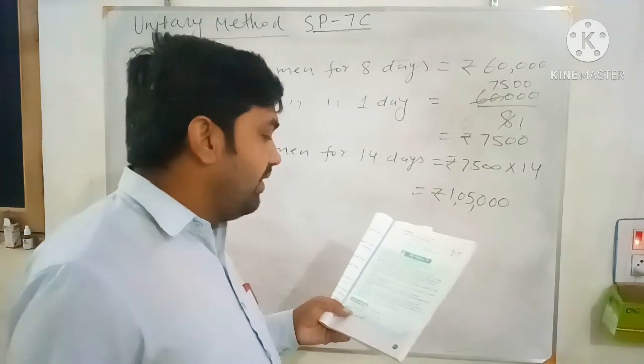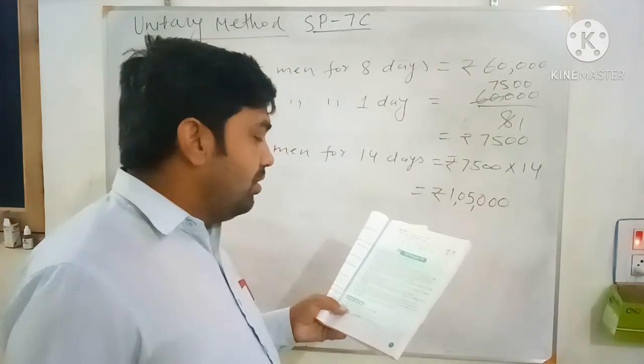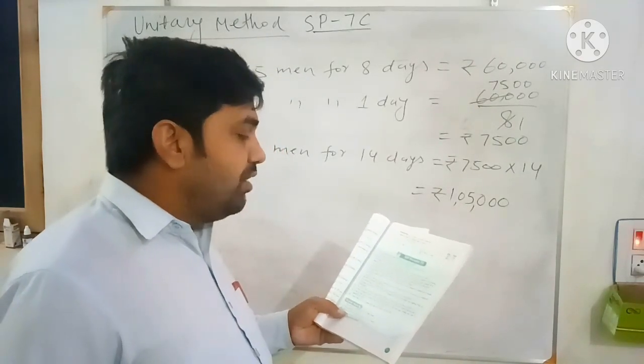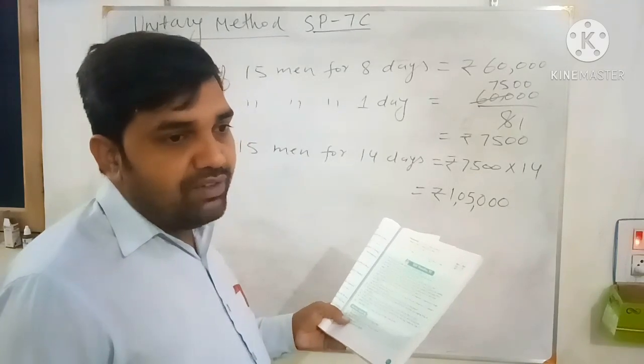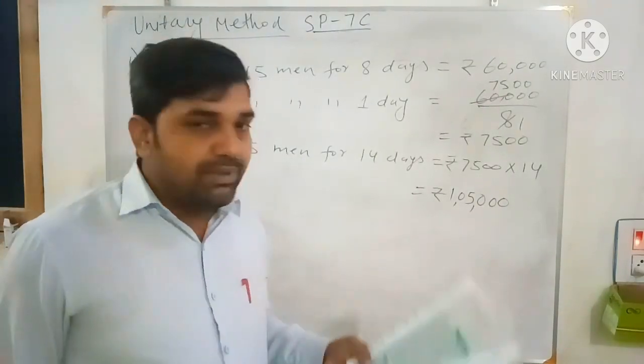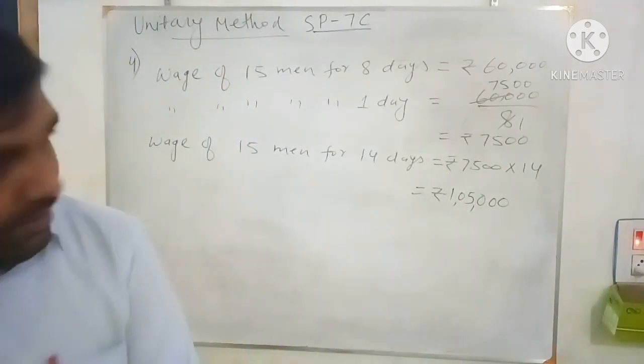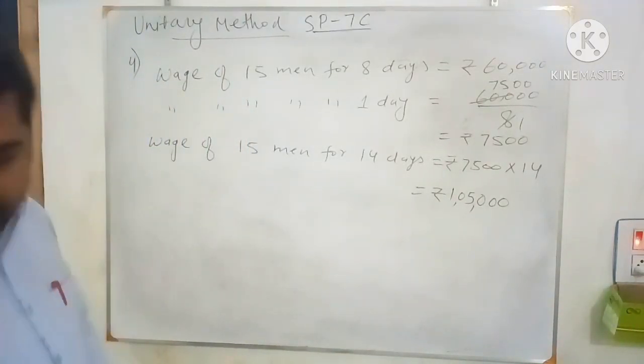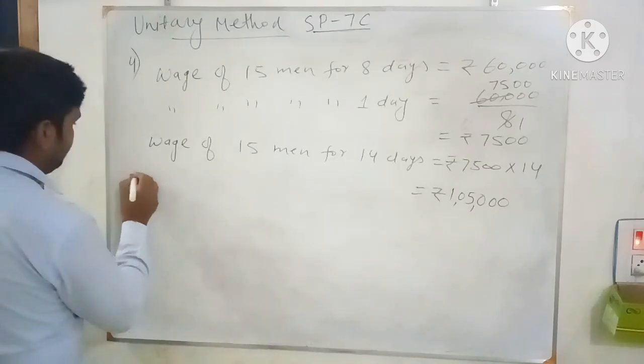So time taken to cover 120 meters is equal to 1 by 15 into 120, that is 15 8s are 120, so 8 seconds. So the time taken by the car to cover the distance of 120 meters is 8 seconds. Like this you have to calculate question number 5. So let me do that.